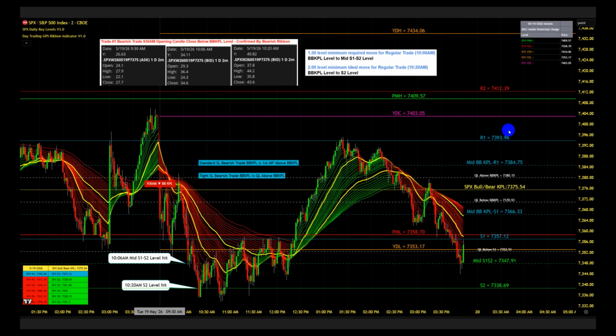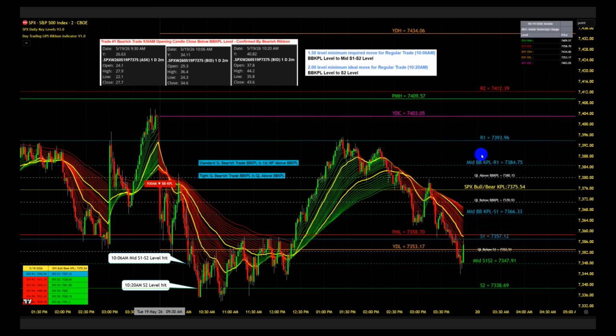In the remaining 15 to 20% of the sessions throughout a normal year with a normal volatility environment, you will see that the remainder is comprised of a couple of different volatility structures. Part of that will be lower volatility mean reverting sessions, in which you will see very choppy environments where price will struggle and be confined either within the mid BB-KPL R1 down to mid BB-KPL S1 in extreme low volatility environments, or R1 down to S1 in normal lower volatility environments.